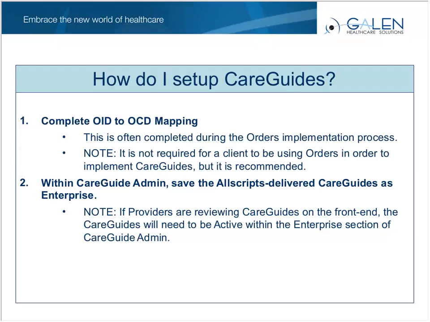After your OID to OCD mapping is complete, for those of you that will be using the orders and care guides, the next step would be setting up care guides. Setting up care guides would be to save the Allscripts delivered care guides as a draft enterprise template. Please make sure to note, draft enterprise template. And I'll go into more in just a minute as to why it's so important to save it as a draft enterprise and not an active enterprise.